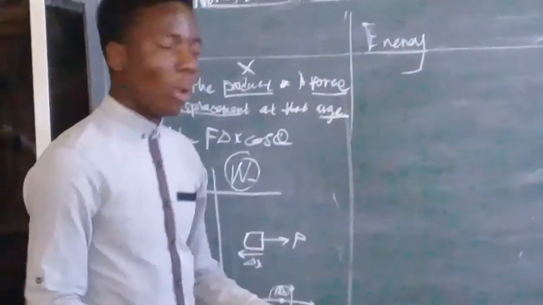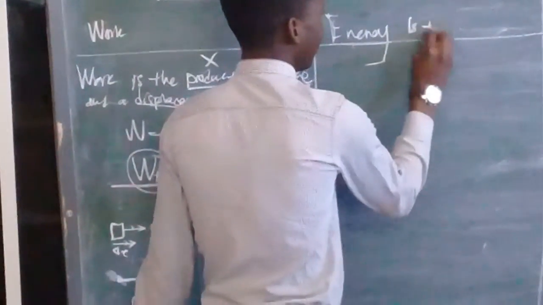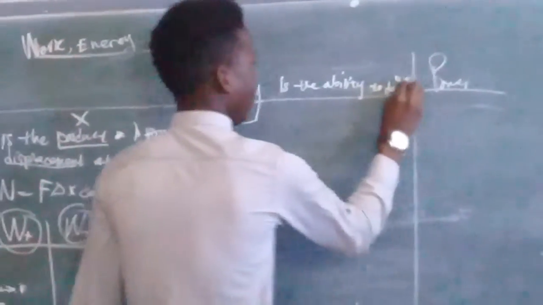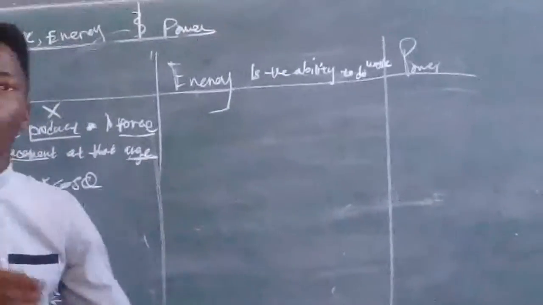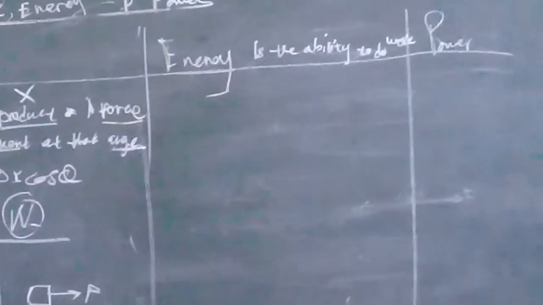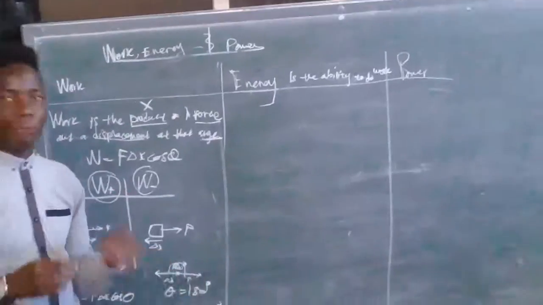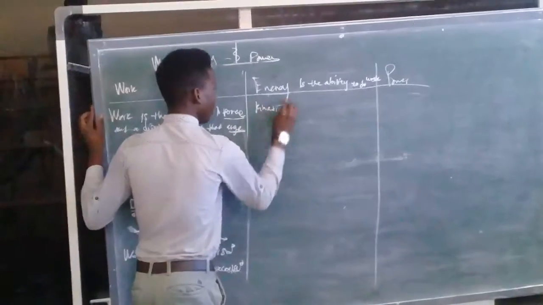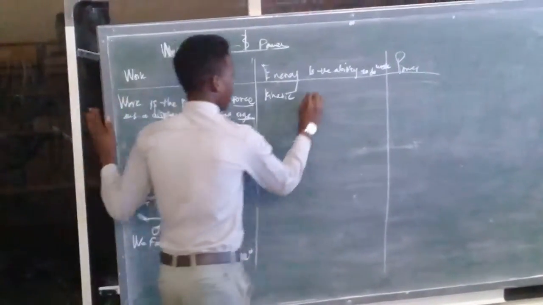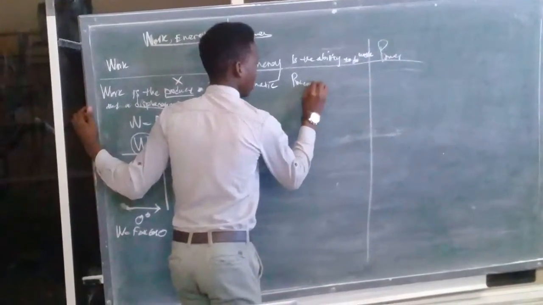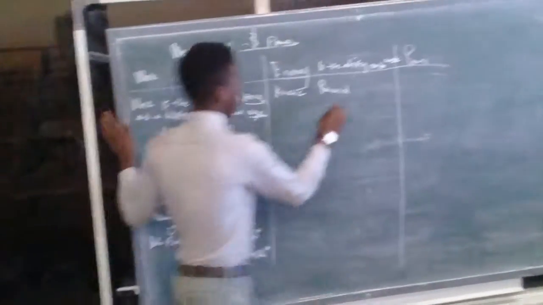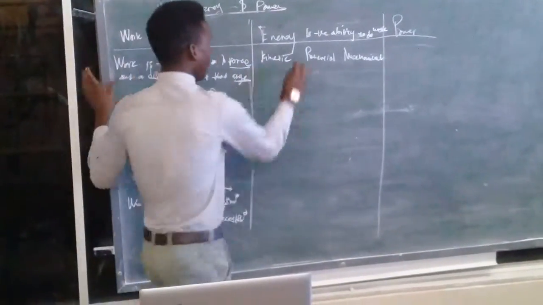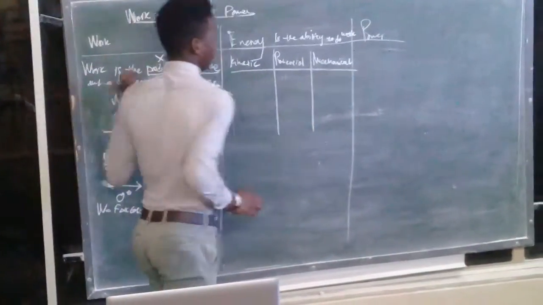From grade 6, we know that energy is the ability to do work. And then there are major types of energy. The first one I can say is the kinetic. We have a kinetic energy. We have a potential energy. And then we have a mechanical energy. So I'm going to differentiate these three energies.